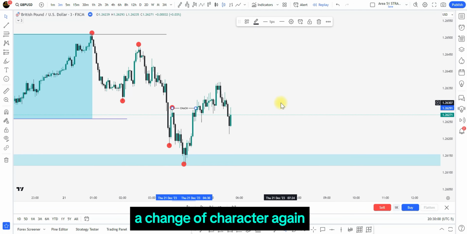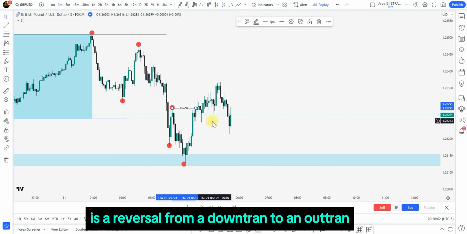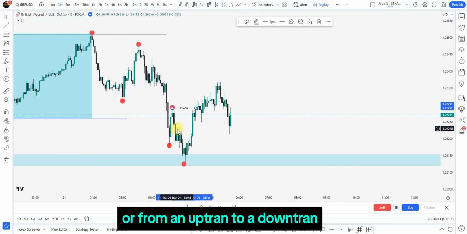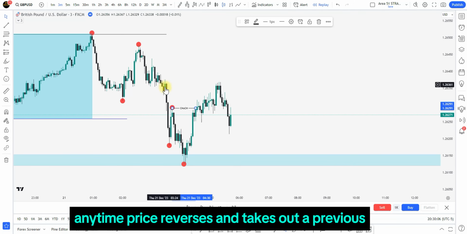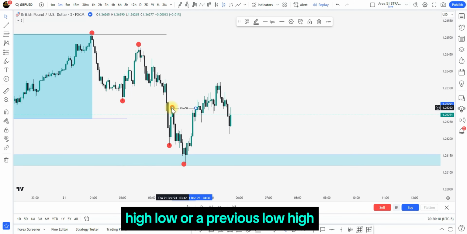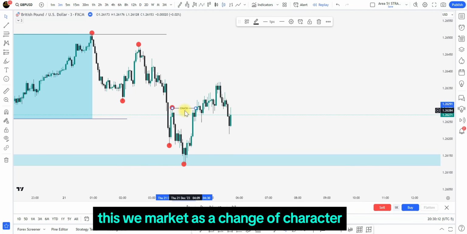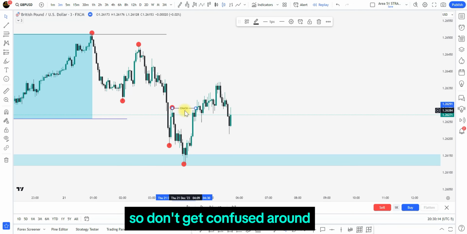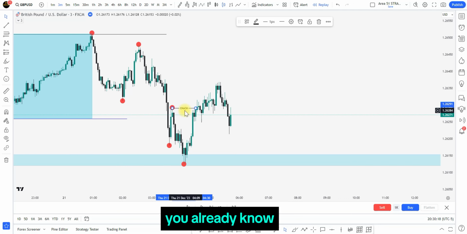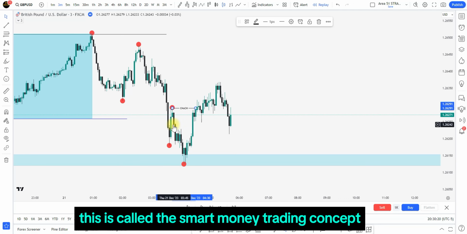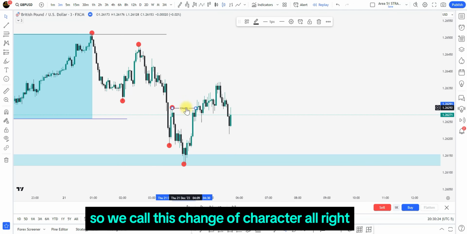A change of character again is a reversal from a downtrend to an uptrend, or from an uptrend to a downtrend. Anytime price reverses and takes out a previous high, low, or a previous lower high, we mark it as a change of character. So don't get confused around the language that I'm using here. If you're familiar with it, you already know. If you're not familiar with it, this is called the smart money trading concept. So we call this change of character.